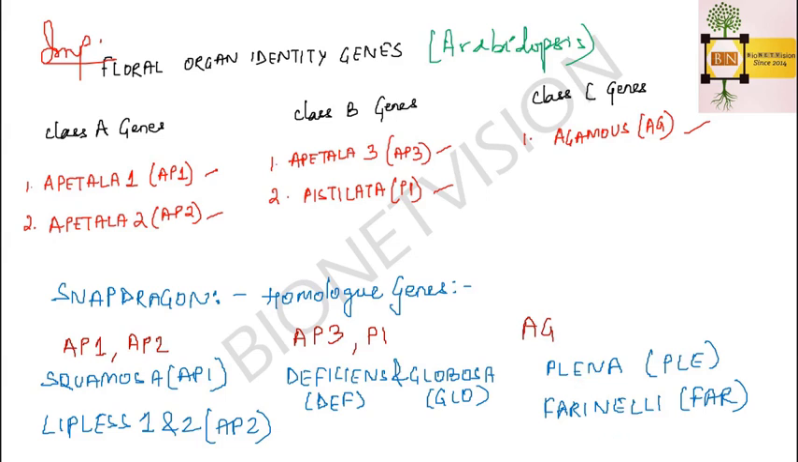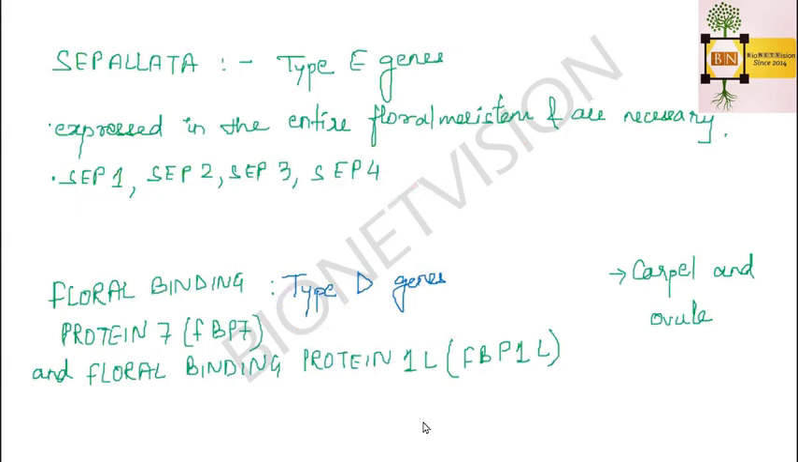Now, recently it was discovered that along with the ABC genes involved in the ABC model, type D and type E genes are also involved. This is a very recent discovery. So we need to know what type E and type D genes do. Type E genes are known as Sepalata, and Sepalata genes include Sepalata 1, 2, 3 and 4, and it was found that they control the entire floral meristem identity. All of these genes are required for controlling the meristem identity, in all the organs.